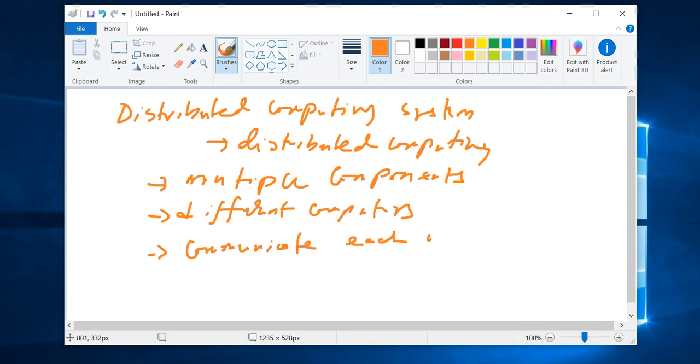Communicate with each other to achieve a single objective. Okay, so again, if we summarize the distributed computing system, we have multiple components, and the multiple components reside in different computers, and the computers communicate with each other and they perform a single objective. And in this case, we are performing what? The analyzing of large data set, which is the big data.